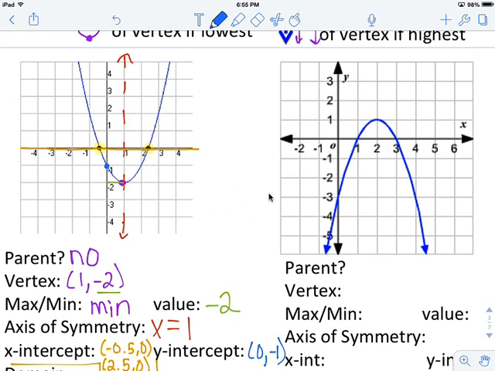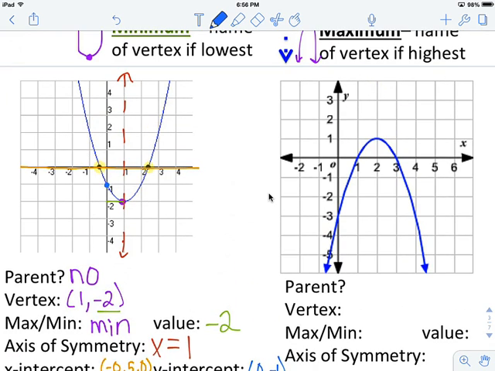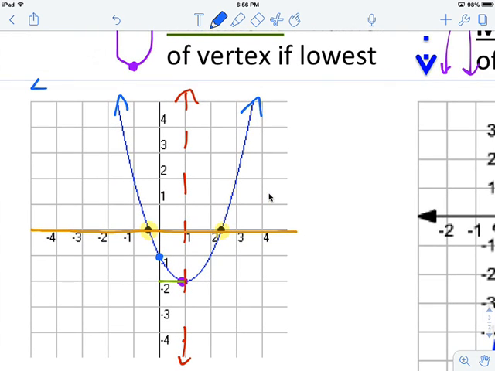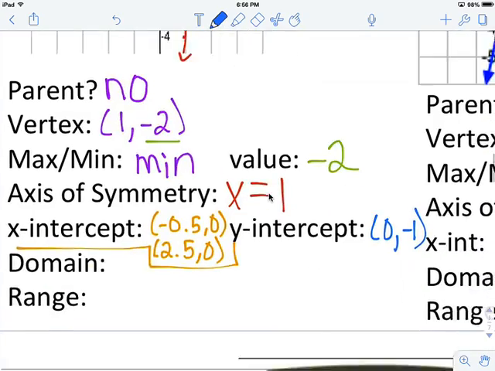Finally, the last thing we're going to talk about today is domain and range. We did this the very first unit of the year, so it's probably been a while since you've talked about it. Now, domain is everything from the left to the right, and I'm actually going to draw in arrows here. We're going to assume that it keeps going and going forever. So my domain is going left forever, and it is going right forever, which means my domain is all real numbers.